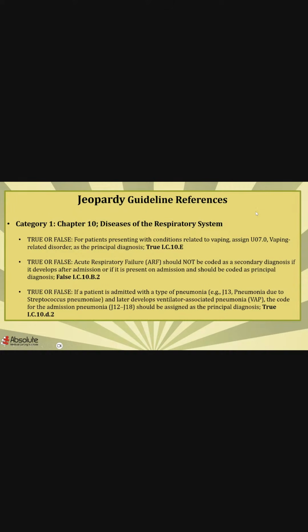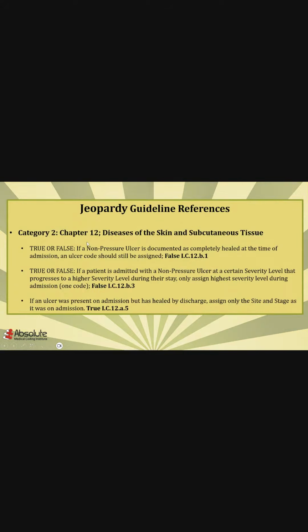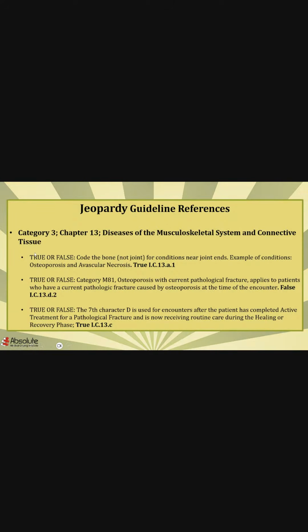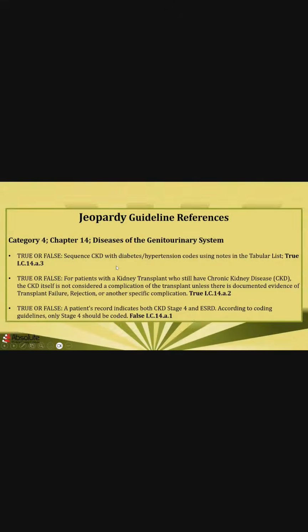So this is for our chapter 10, diseases of the respiratory system. This is for our category 2 or chapter 12, diseases of the skin and subcutaneous tissue. Again, question, answer, guideline. This is going to be category 3, chapter 13, diseases of the musculoskeletal system and connective tissue. And then last but not least, this is going to be our category 4, chapter 14, diseases of the genital urinary system. This was the question that I was going to change, so this one looks a little bit different. It was going to be a patient's record indicates both stage 4 and ESRD. Only stage 4 should be coded. Obviously, this is false. So that was just a little bit of a difference. But other than that, those are all of the questions and answers for that one.